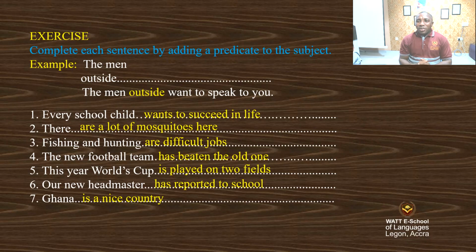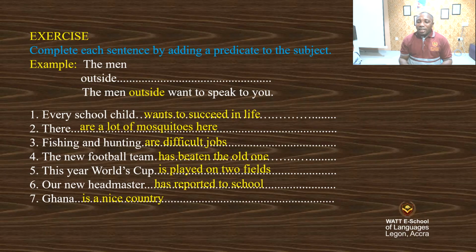Now, you can see clearly on your screen that the subject is there and the predicate follows. And the predicate, as I told you, is made up of the verb and objects. At the moment the subject is taken away, the verb has no meaningful sense. Let's take the first one. Let's take the subject away. Every school child, that is the subject here. We are taking it away, and let's read the rest. It will be, wants to succeed in life. Who wants to succeed in life? The second one, we are taking the subject away and we say, are a lot of mosquitoes here? No sense. I think you get it.